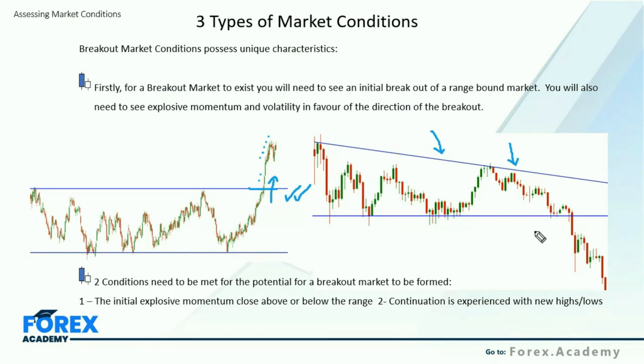Now, with this trade to the downside, we're seeing exactly the same thing. So we're getting a confirmed close beneath, on this occasion, the range low. So we ask ourselves, do we get that initial explosive momentum close to the downside below the range? The answer is yes, we do. And do we get continuation? Now, continuation can take a variety of forms. As you can see, we got a nice continuation, the following candlestick, and a little bit of a pullback before the market starts edging lower.